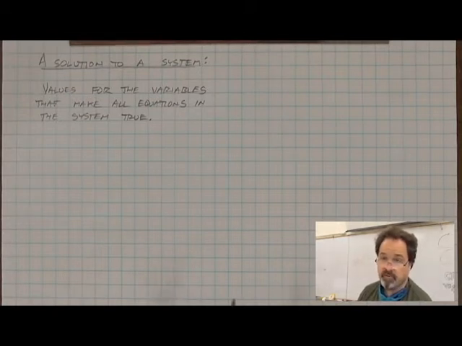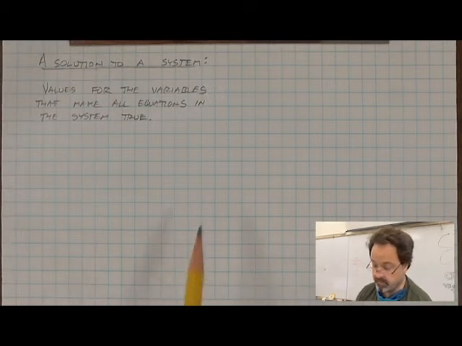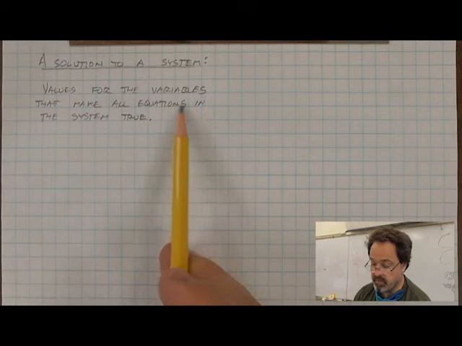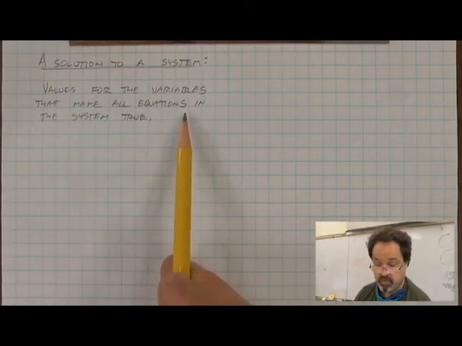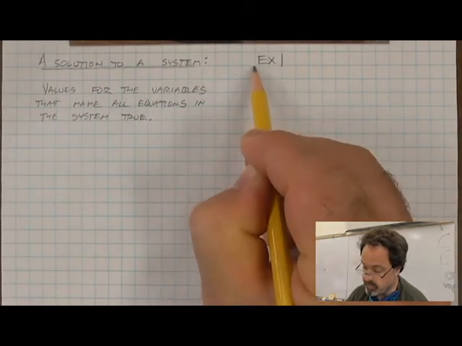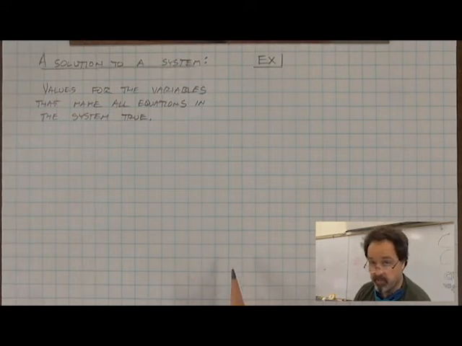Let's remind ourselves, a system is a problem that has more than one equation. So a solution to that system is finding values for the variables that make all of the equations in the system true. And this time, when we solve a system, we're going to do it by graphing rather than algebra.